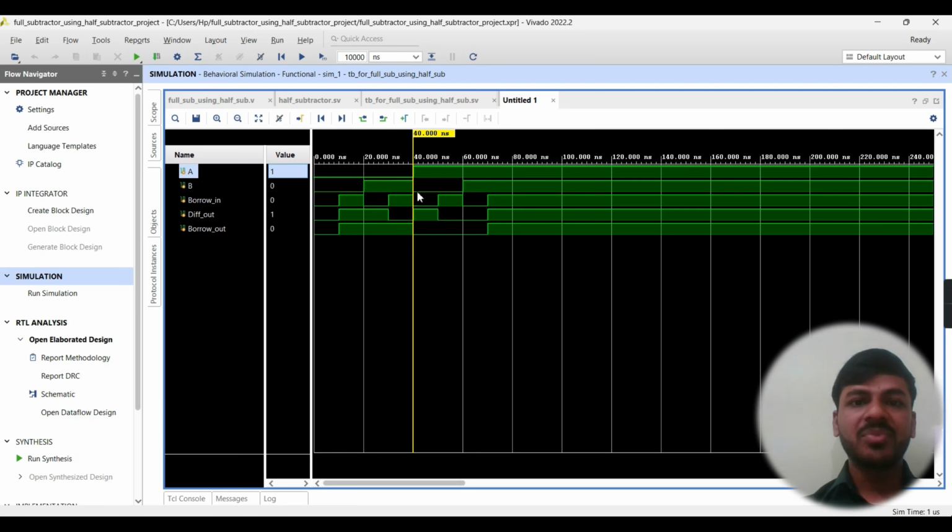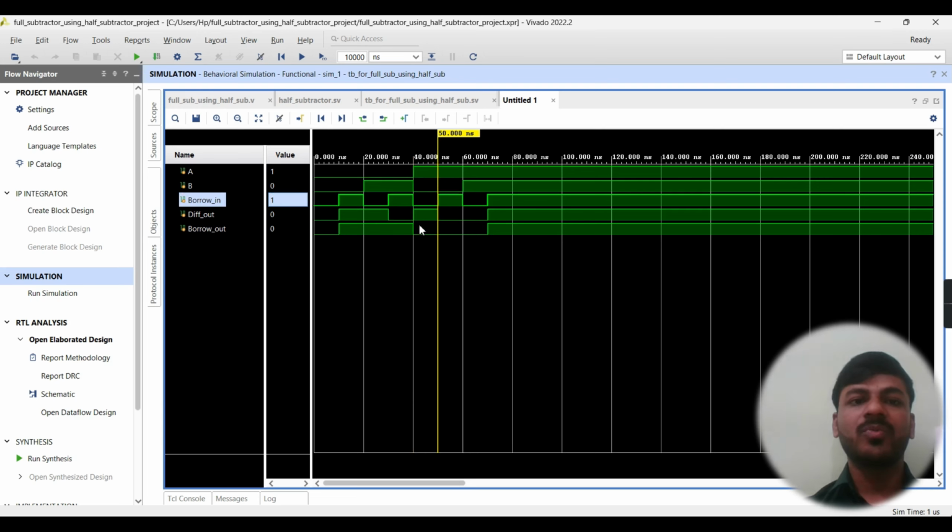Now here A is high, B is low, borrow in is low. So 1 minus 0, obviously difference out is high and borrow out is 0. Again A is high, B is low, and borrow in is high, meaning 1 minus 0 minus 1. Indirectly you can say 1 minus 1 is 0, so difference out is 0 and borrow out you can see is 0. Again here A is high, B is high, and borrow in is low. So 1 minus 1 is 0, so difference out is 0 and borrow out is 0. And if A, B and borrow in, all 3 inputs, are high, then the difference out and borrow out are high. So here I'll stop the video.